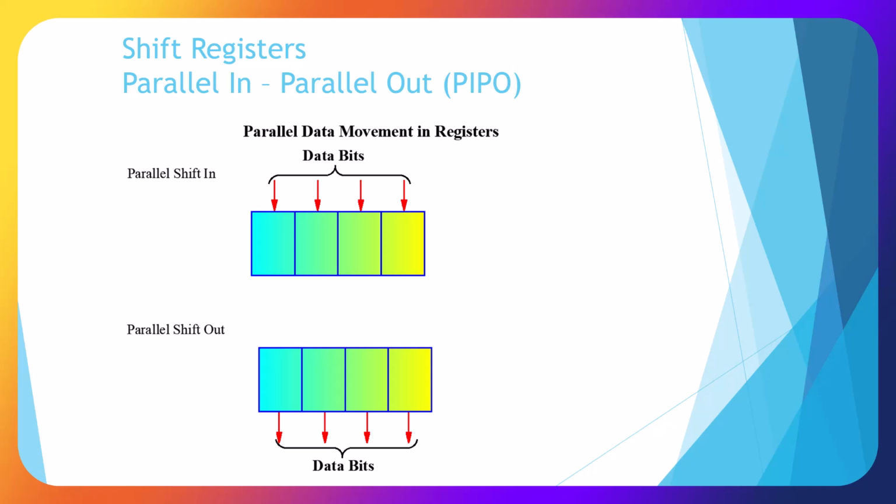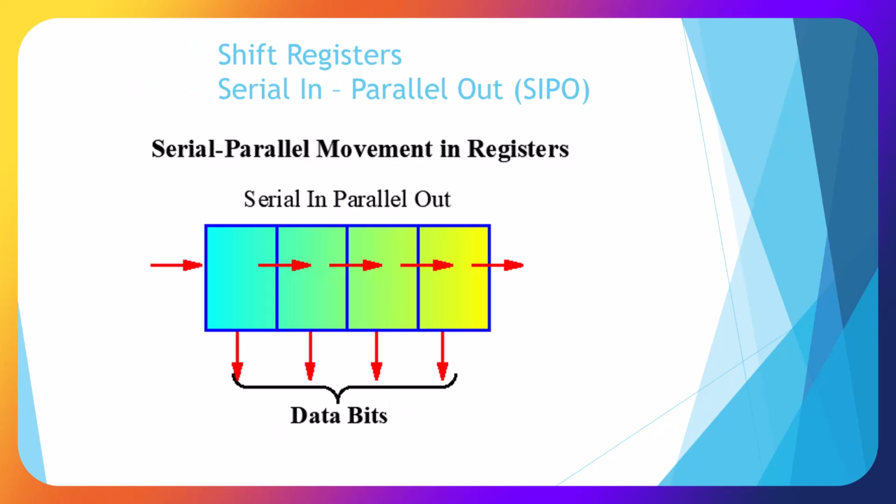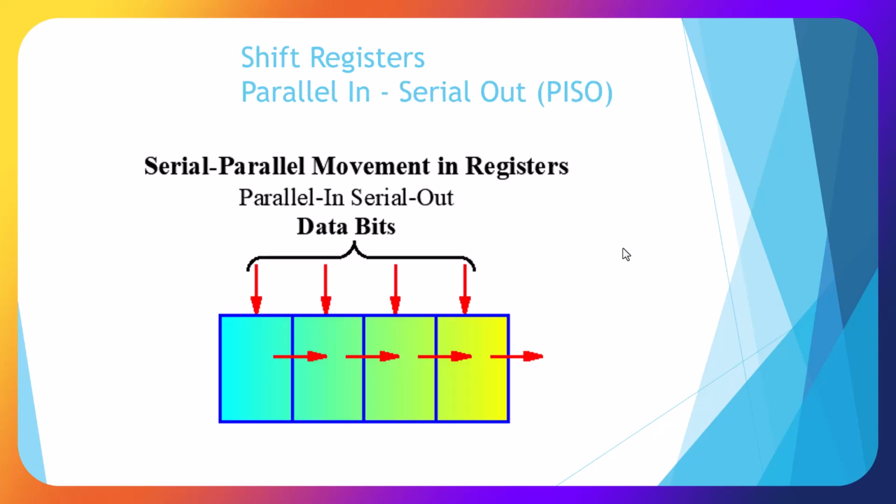Next shift register type is parallel in and parallel out, or PIPO, where we have the data go in and then we clock it out parallel. Here we have a serial in, parallel out, or SIPO, where we clock the data in serially and we could go ahead and control it to parallel out. Last type of shift register is a parallel in and serial out, where we clock the data in and then we could transfer it one bit at a time serially, also known as a PISO.